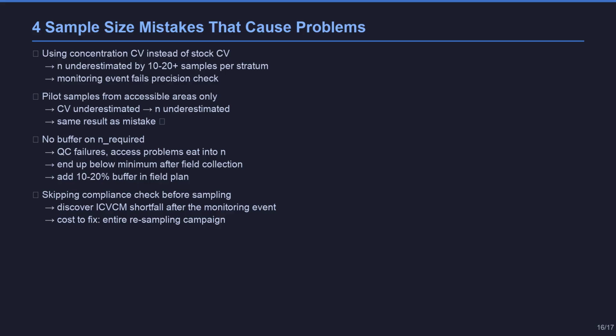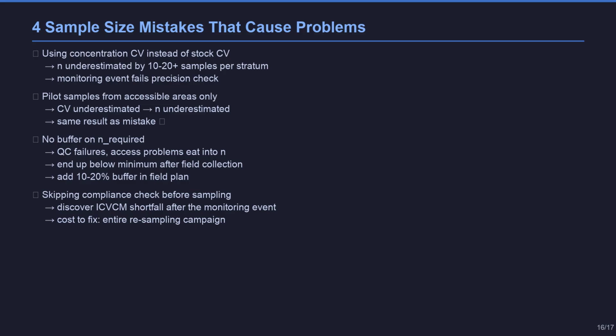4 sample size mistakes that cause downstream problems. First, using concentration CV instead of stock CV. Stock CV is always higher. Using concentration CV underestimates N by 10 to 20 or more samples per stratum, and the monitoring event fails the precision check. Second, pilot samples from accessible areas only. This underestimates the true stratum CV and leads to the same result.